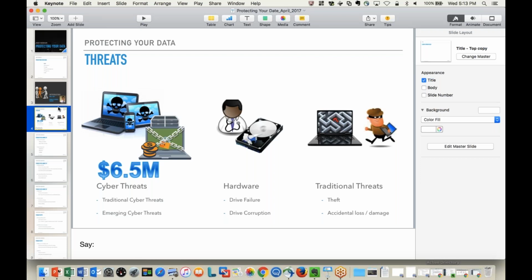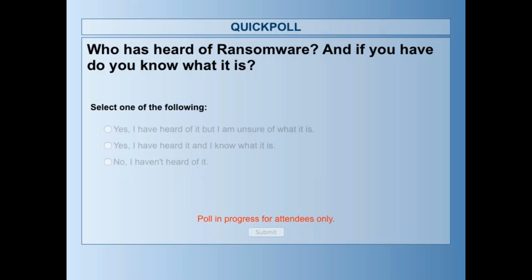So the second question I want to ask here is, have you heard of ransomware? And if you have, do you know what it is? I'm just going to leave that open for about 30 seconds or so.